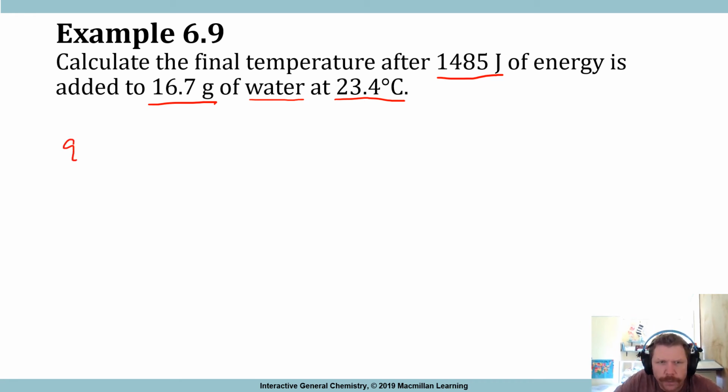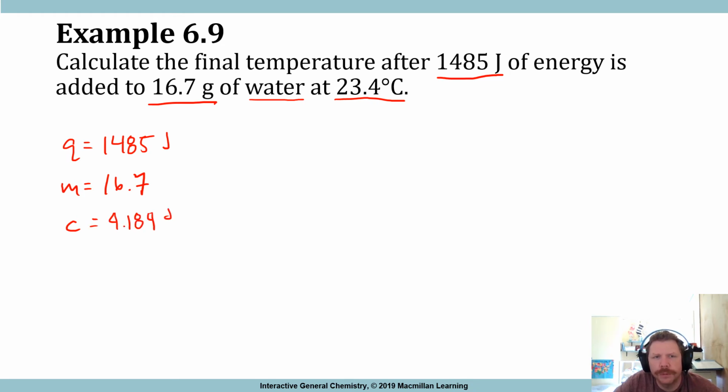We've got a Q equals 1485 joules. We've got a mass, which is 16.7. We know our substance, which is water, and I'm going to say C is 4.184 joules per gram degrees Celsius. Sorry, I forgot my mass has units of grams. The last thing, though, is delta T equals question mark.